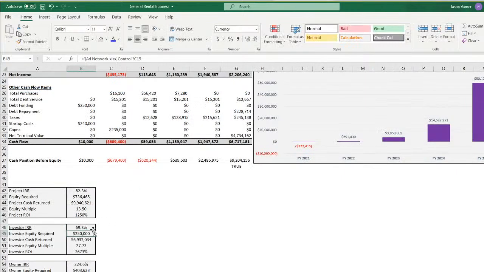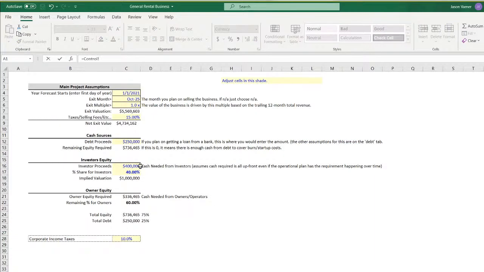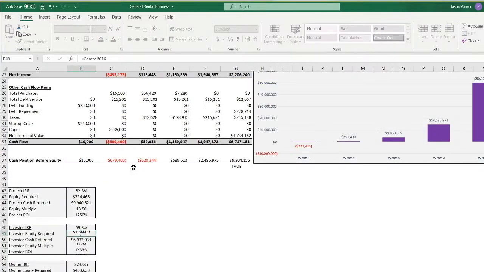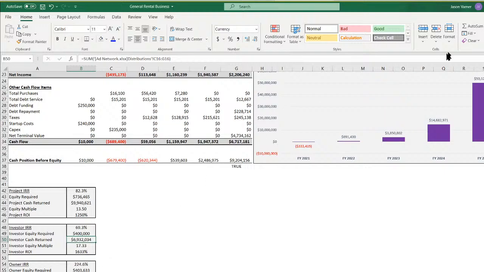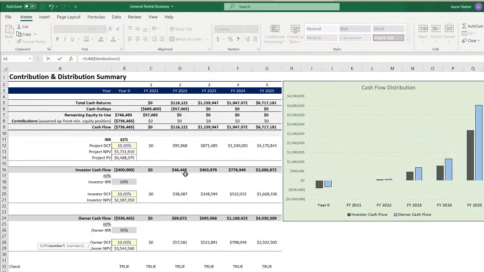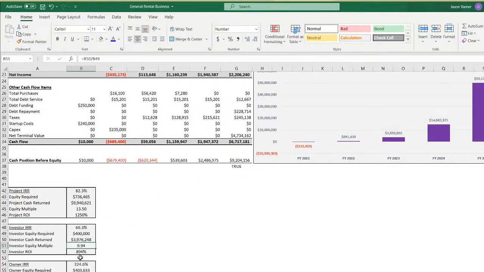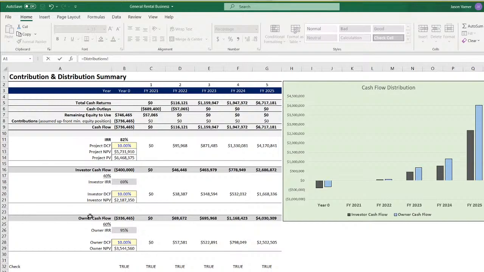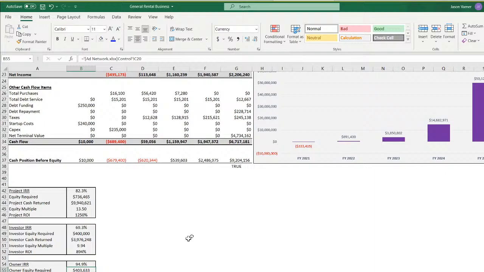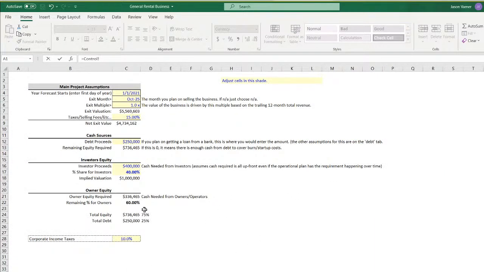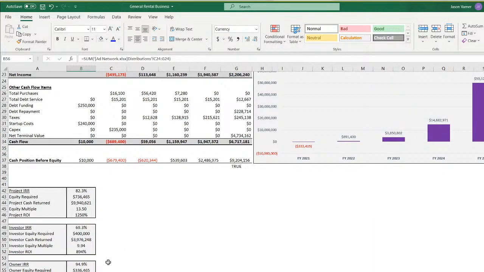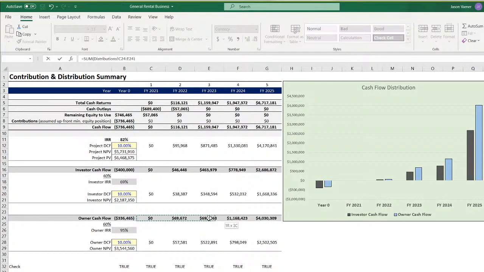Internal rate of return, investment of investors. Cash returned is their distributions. Owners' IRR is 95. Required equity is here. Cash returned is here.